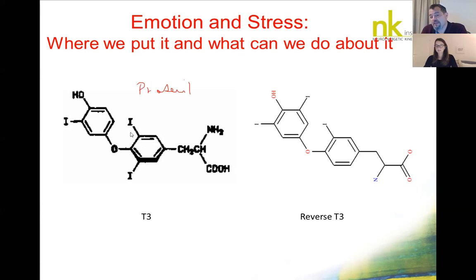And so you can see here the iodine was taken off on the second tyrosine.